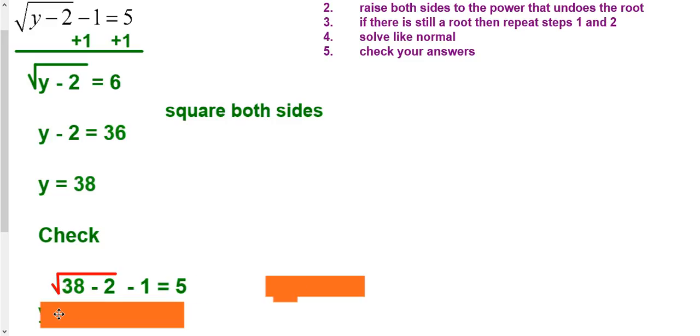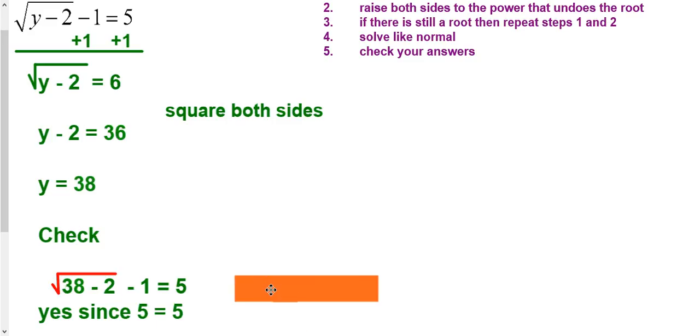Well, 38 minus 2 is 36. Square root of 36 is 6, and 6 minus 1 is 5. So we get 5 on the left side, 5 on the right side. So we get 5 on both sides. So yes, our answer does work. So our answer is 38.